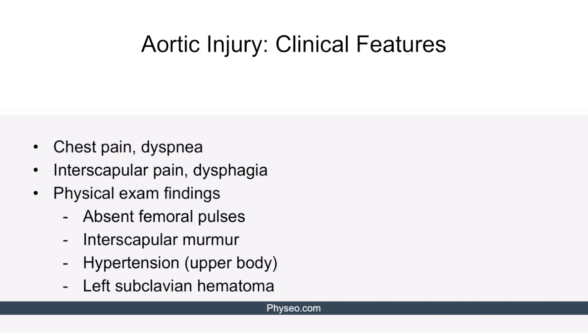Next, let's discuss clinical features of aortic injury. Some of the common clinical manifestations of aortic injury are chest pain due to decreased oxygenation of the coronary arteries, dyspnea, interscapular pain, and dysphagia due to esophageal compression. In terms of physical exam findings, absent femoral pulses, an interscapular murmur due to turbulent blood flow over the tear, hypertension in the upper body, and left subclavian hematoma are commonly detected.